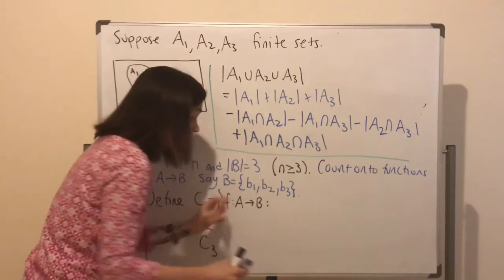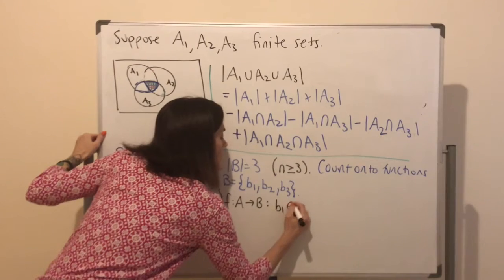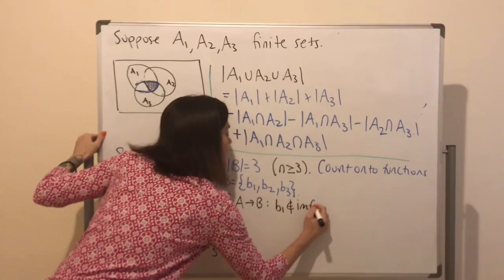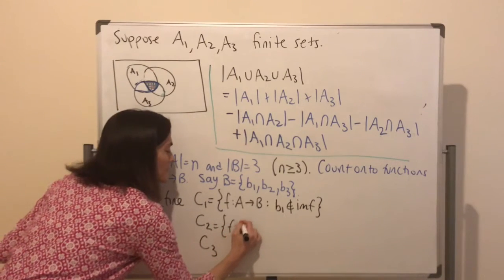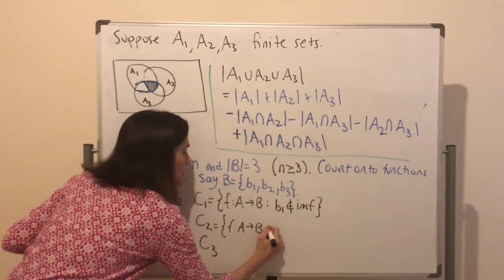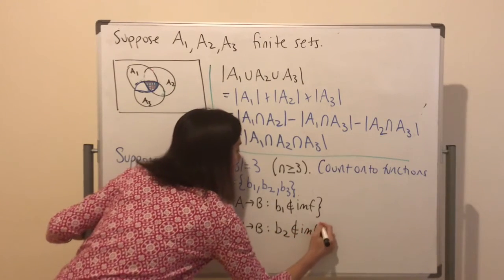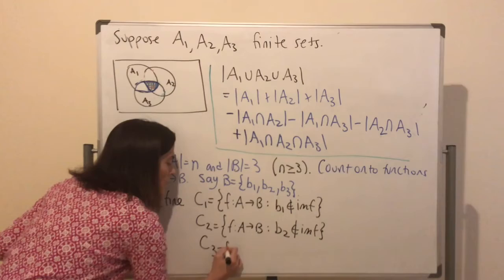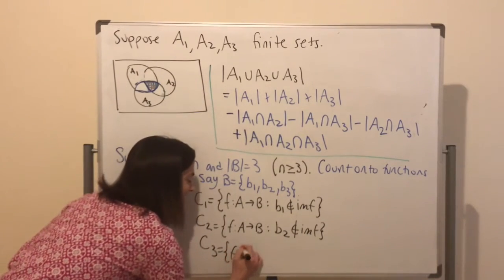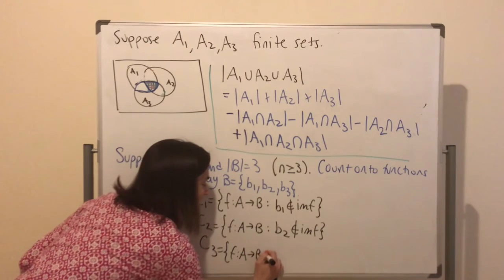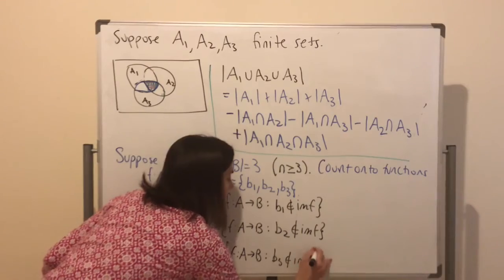C1 is all functions such that B1 is not in the image of f. And C2 is all functions such that B2 is not in the image of f. And finally, C3, maybe you can guess already, is all functions such that B3 is not in the image of f.